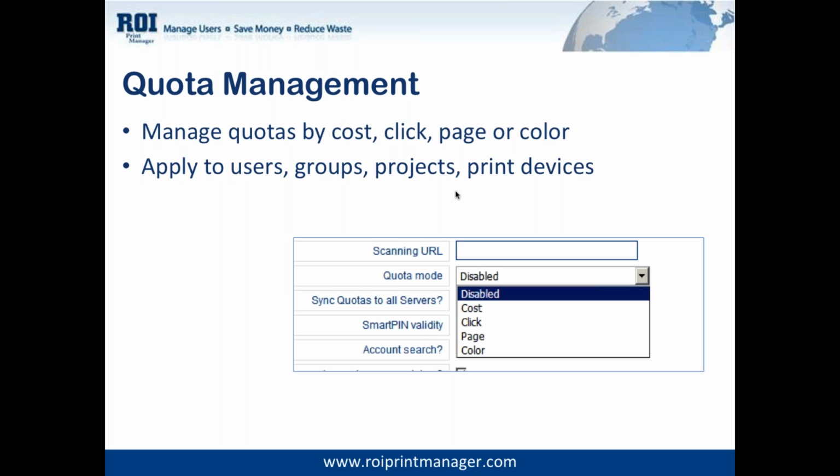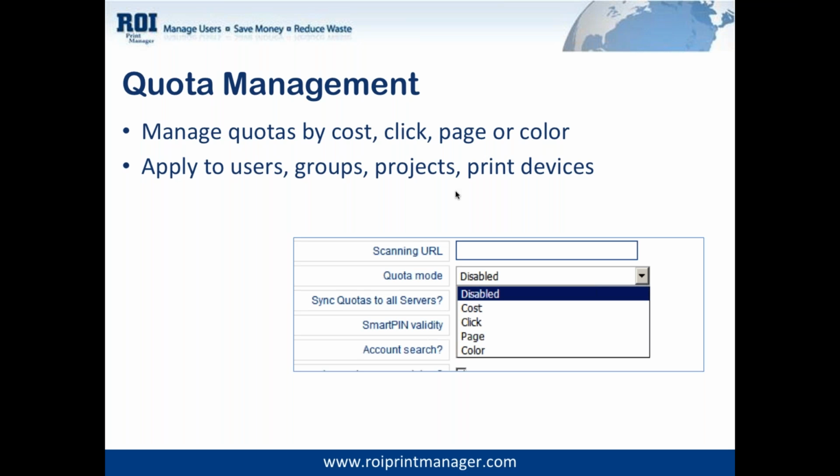So, kind of aligned to rules is quota management. This is another way in which we can help organizations reduce their costs. We can apply various types of quotas. It can be a cost quota, so we can give users a budget. We can give users a budget as part of a group.